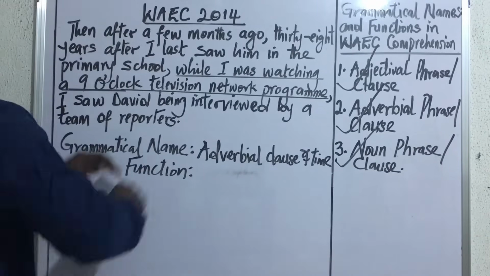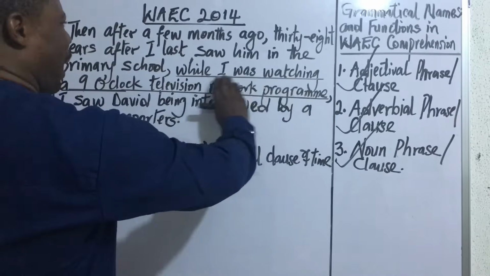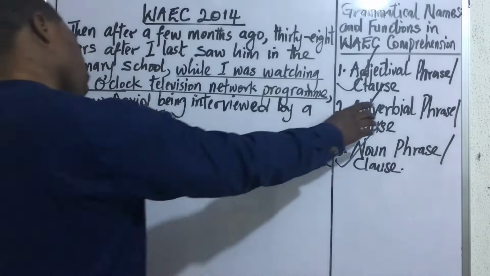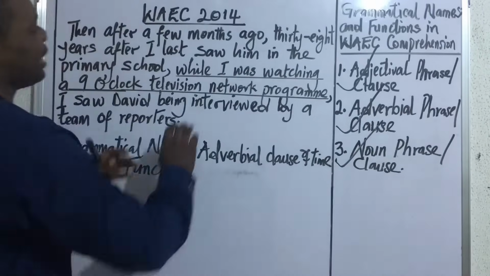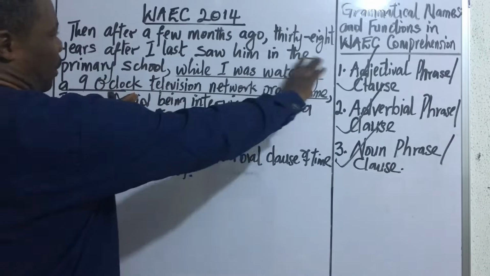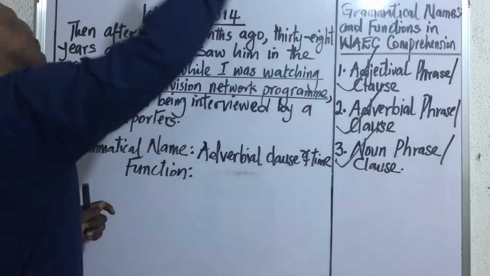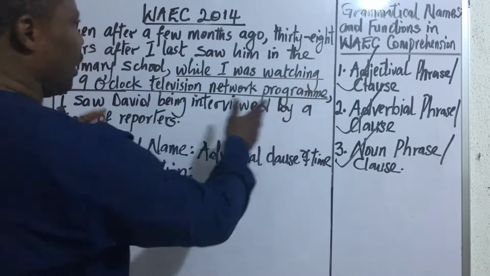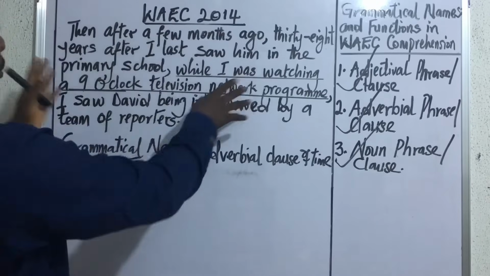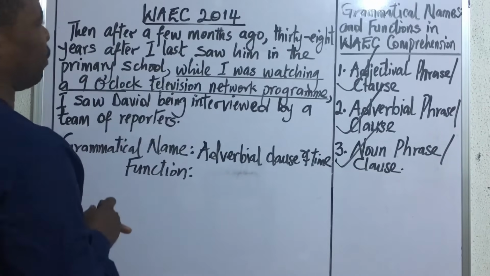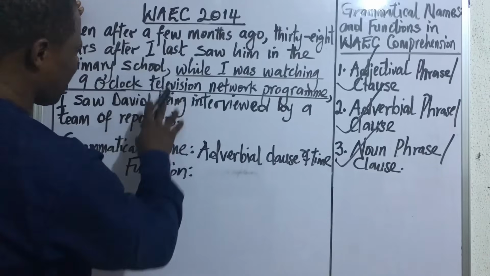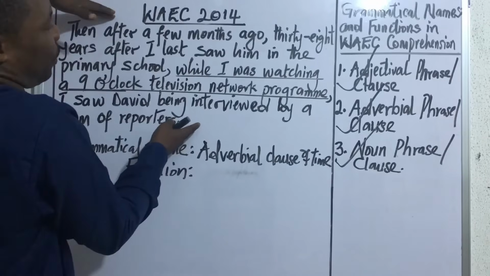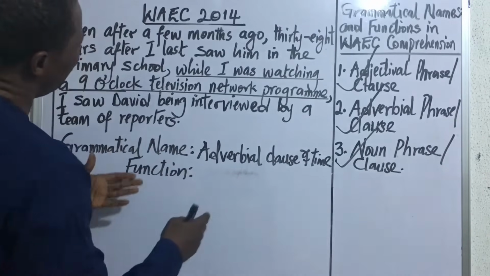So, what is the function of this underlined expression, while I was watching a 9 o'clock television program? Like we discussed in the course of our analysis, we said the entire underlined expression is modifying the verb in the main clause. Now, with the way WAEC is bringing this question this year, you are going to look at the sentence very well and ask yourself, which of these 3 arrangements is going to be the main clause?